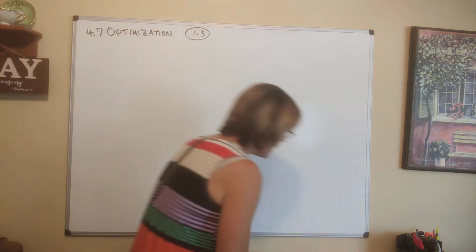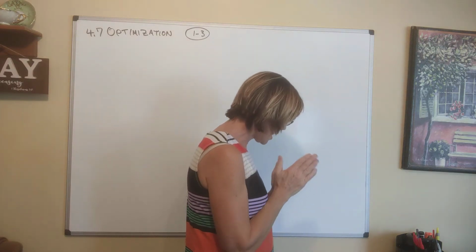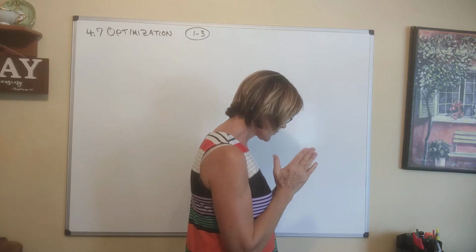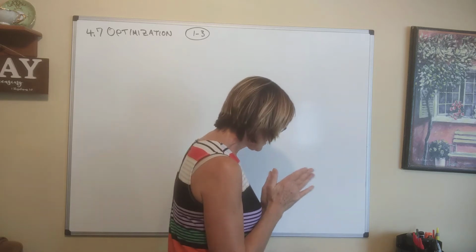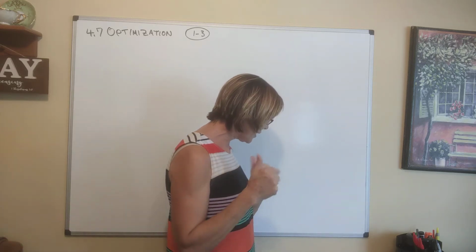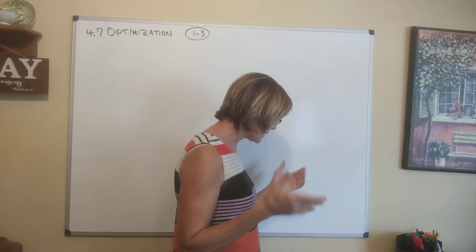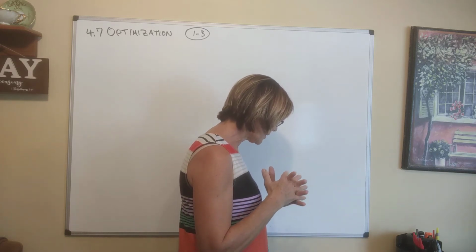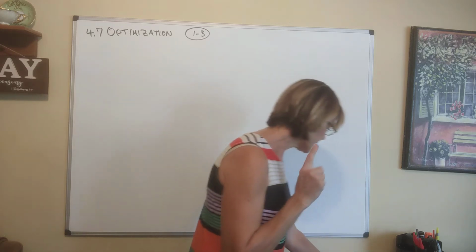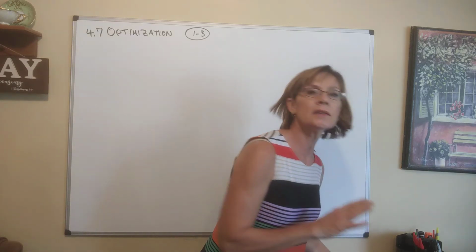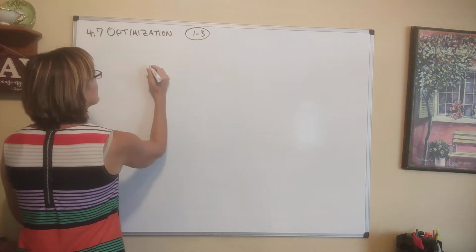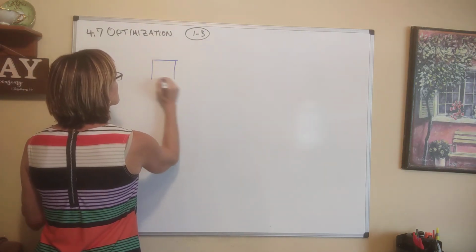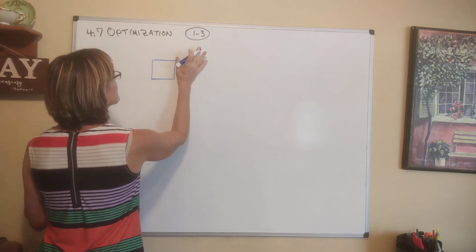It says a box with an open top is to be constructed from a square piece of cardboard, 3 feet wide, by cutting out a square from each of the 4 corners and bending up the sides. Find the largest volume that such a box can have. So let's think about this. We have a square piece of cardboard. So here is a square. This is my square piece of cardboard.